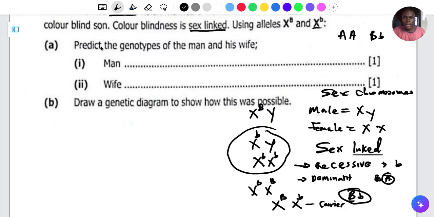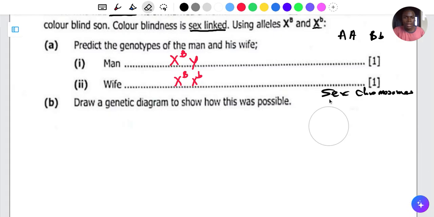So here the question is saying we need to predict the genotypes of the man and his wife. Since the man is normal, we need to say X to the power B, then Y. This is capital letter. Don't write small letter, because if you write small letter, it means the man is affected. What about the wife? The wife is going to have X to the power B, then X to the power b, capital letter and small letter. So question B is saying we need to show how this was possible.